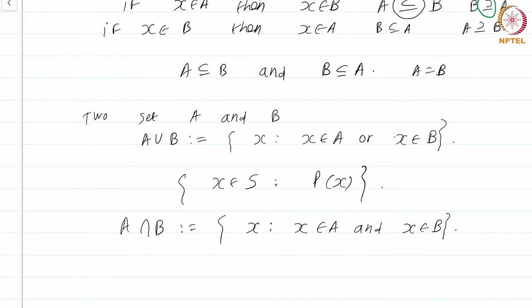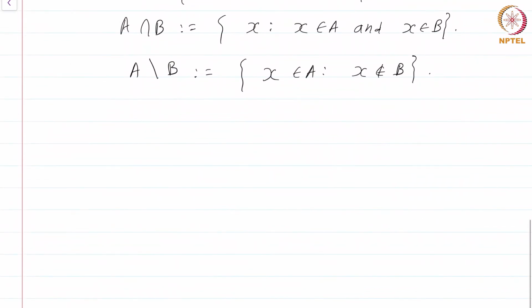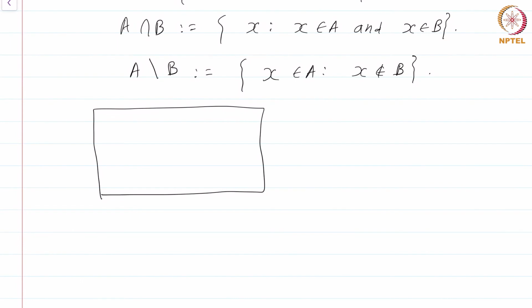Okay, so intersection is the common elements of two sets, and we also have A set minus B, set difference. This is x in A such that x does not belong to B. So this is the set difference. Usually to understand these, we use conceptual diagrams called Venn diagrams. So let's draw some Venn diagrams for the various concepts we have introduced.